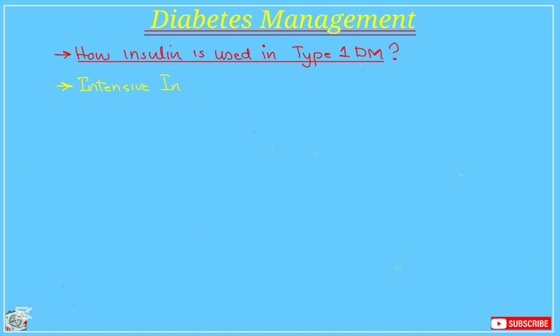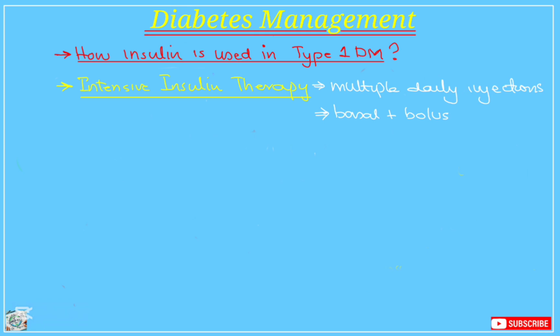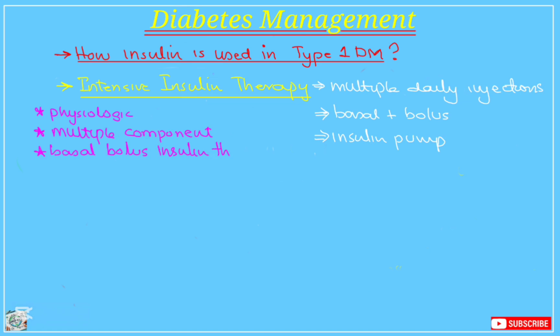The mainstay of treatment for type 1 diabetes is intensive insulin therapy. This involves using multiple daily injections of insulin, both basal and bolus, or the use of an insulin pump to closely mimic the normal insulin secretion of a healthy pancreas. You might also hear this approach referred to as physiological insulin therapy, multiple component therapy, or basal bolus insulin therapy. Okay, so how does this intensive insulin therapy work?